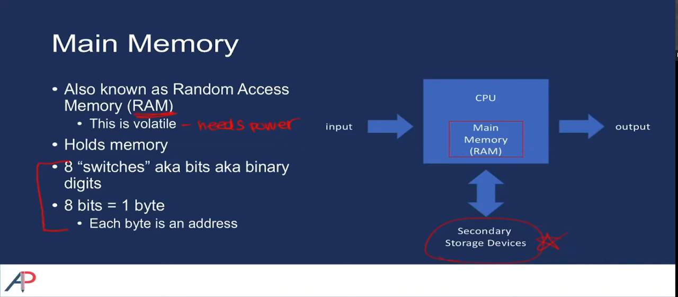still be saved there. The next thing I want to talk about with main memory is that we have 8 switches, or what we call bits. This is what stores the data in your main memory, and not just the main memory, even in the secondary storage devices. We'll talk about why we could call them switches, but the formal term is bits, which is short for binary digits. Keep this in mind, because we will be going back to this.